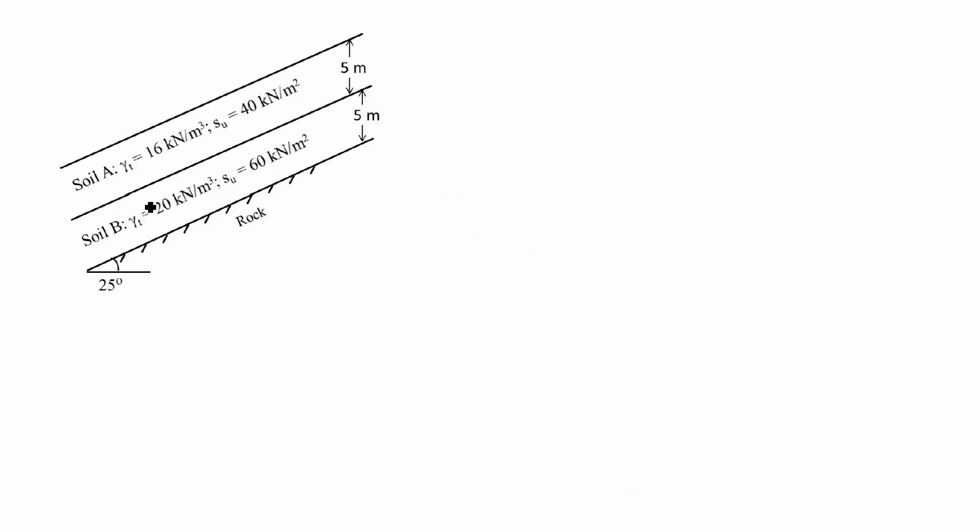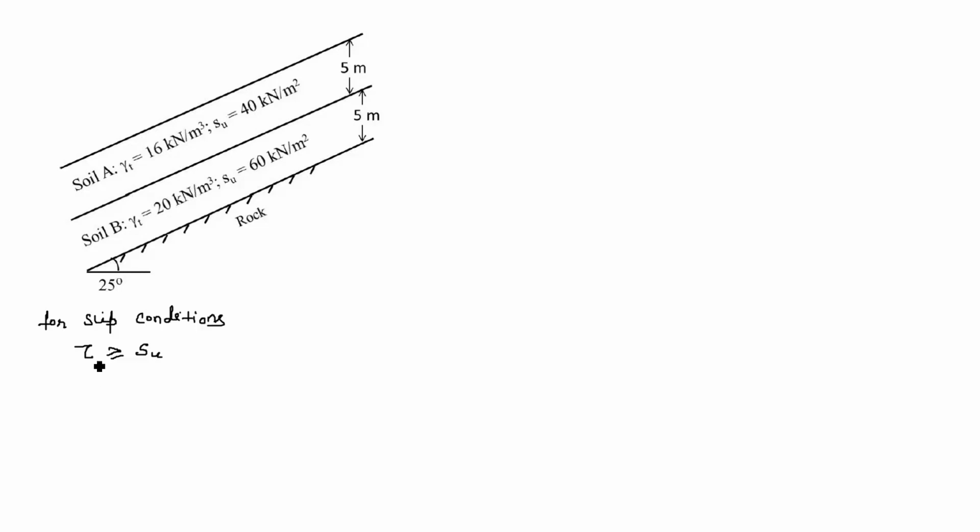First of all, understand at which condition this slip occurs. For slip condition, the shear stress is greater than or equal to the shear strength of the soil. If the shear stress exceeds the shear strength, then we can say at that depth the slip will occur. Now in this question, shear strength is given for both the layers.